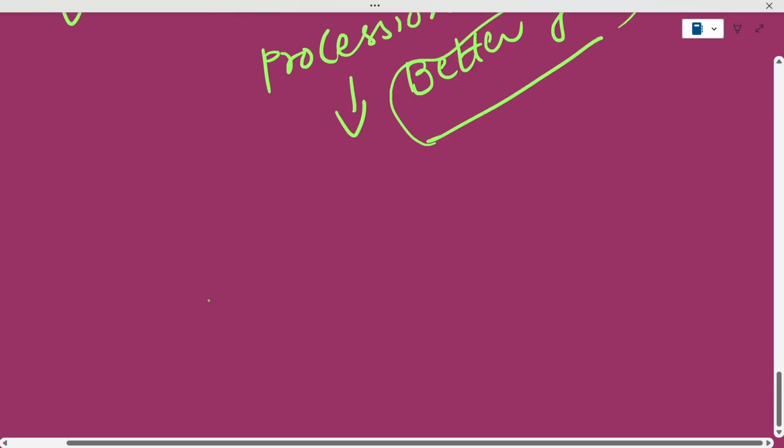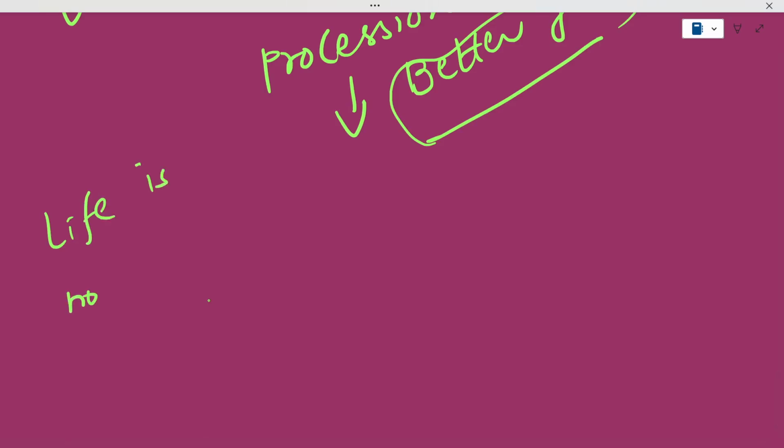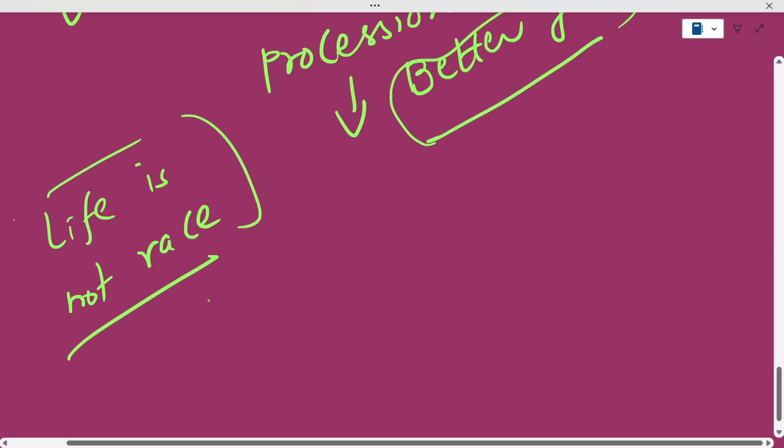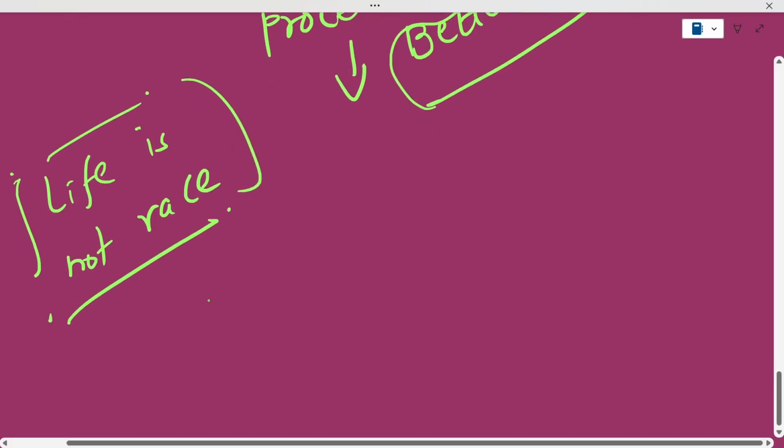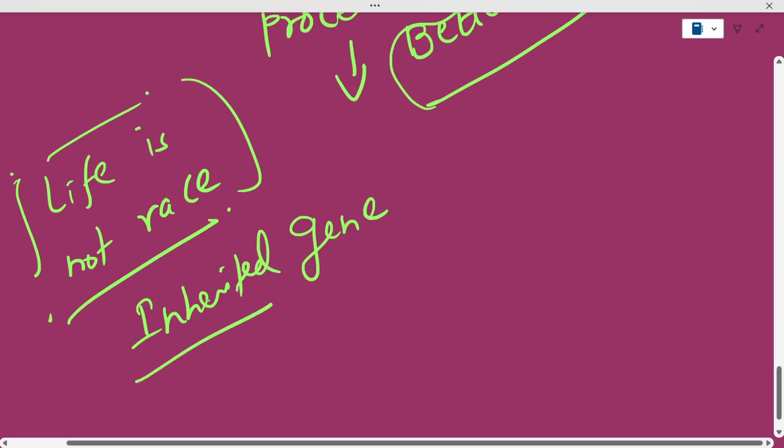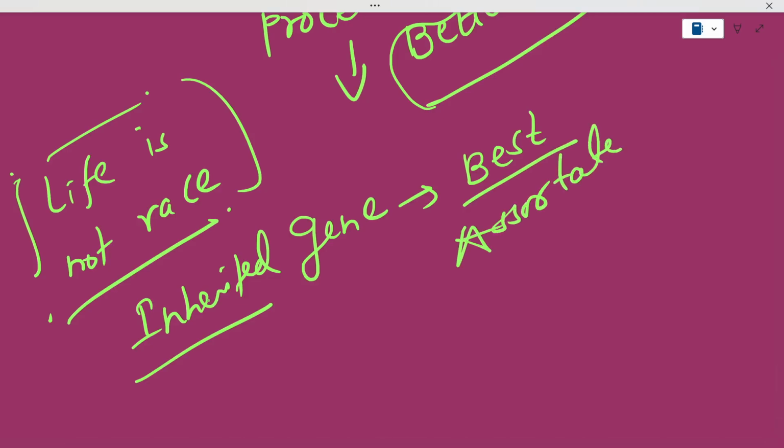Now, better how? Because life is not a race, it is not about integrating the best of the genes, it is not about being the winner. It's about the genes that you inherited. The inherited genes need to be the best one, that is assorted.